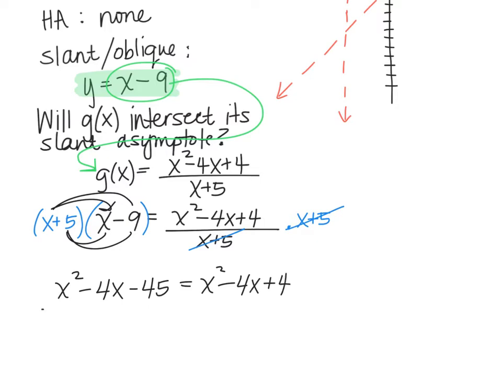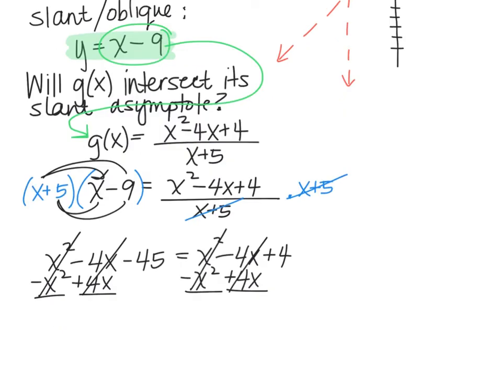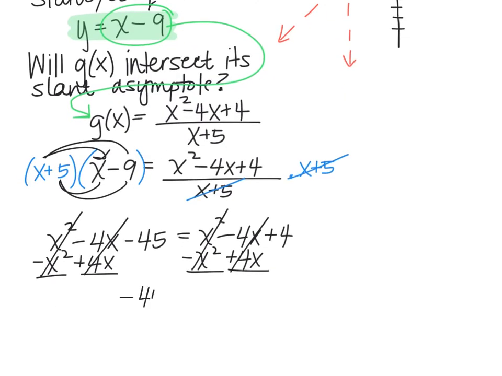But then notice what happens when you subtract x squared from both sides to try to get the x squareds on the same side. You'll notice that the x squareds completely subtract out. And if you add the 4x to both sides to get the x's on the same side, the same thing happens. Both of those terms subtract out. So you're left with the statement negative 45 is equal to positive 4. So that is definitely a false statement. That is not true. Which means that we didn't get an answer or a solution to this equation. We didn't get an answer for x. And that tells us that this function will never intersect its slant asymptote.